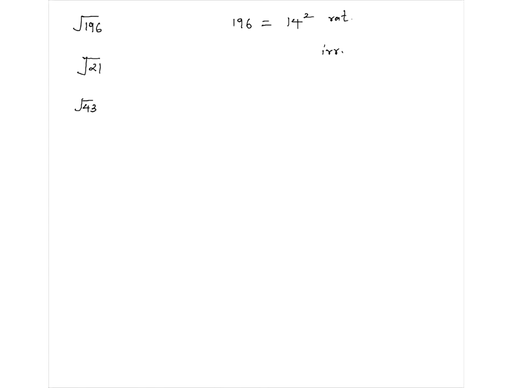How about this? Irrational. Then how about this? Irrational. Which property have we used to say that it is irrational? The rational number plus irrational number is an irrational number. Perfect. Rational plus irrational is irrational. That's the property.